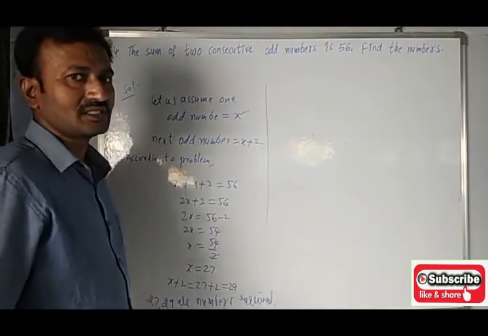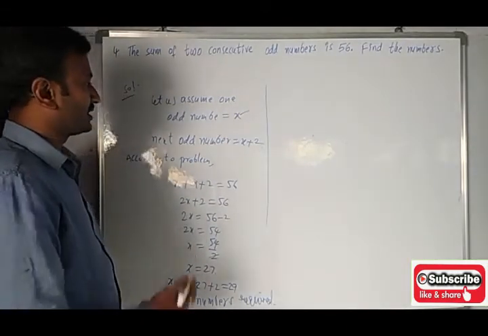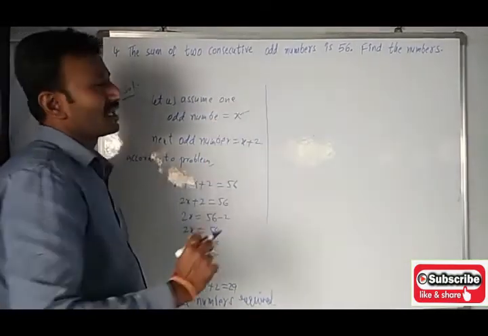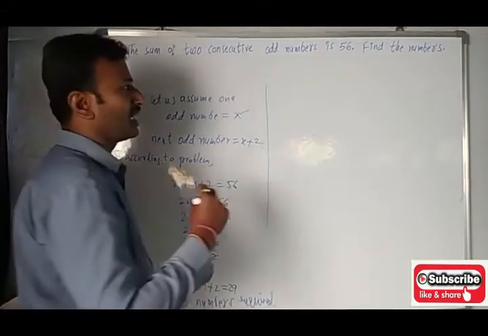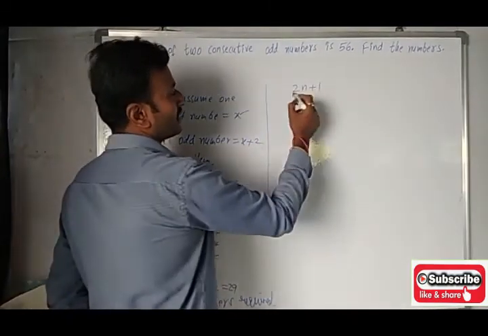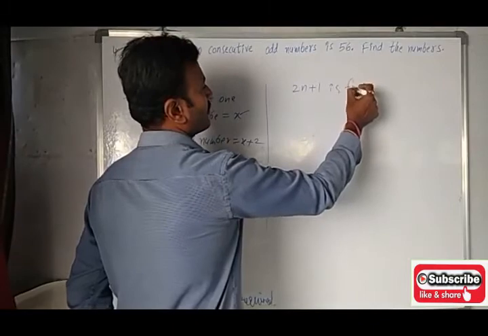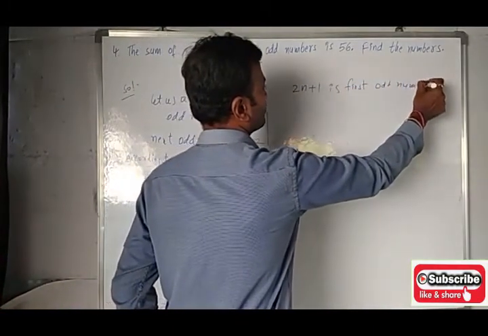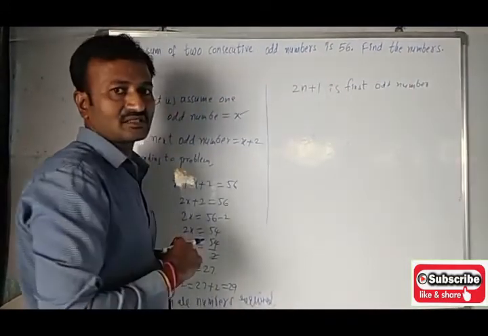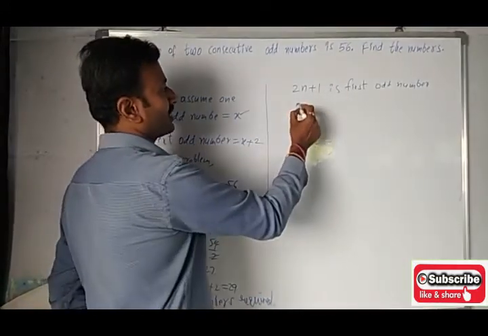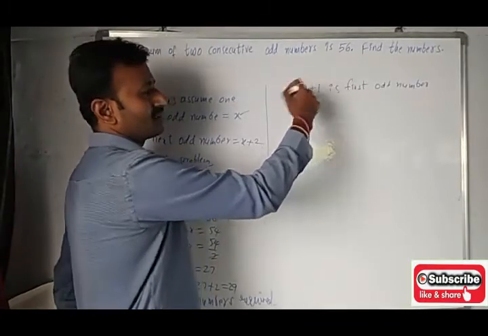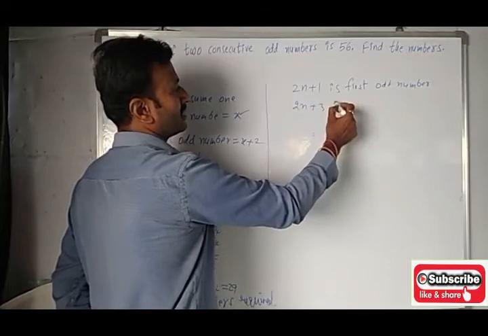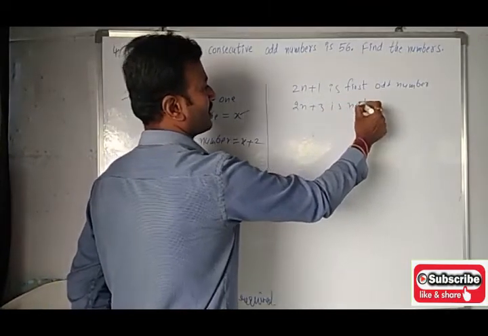Now we will go for the original format. This is also we can do, but according to the condition, the odd number formula is 2n plus 1. 2n plus 1 is the first odd number. What will the next odd number be? For this number, again add 2. So 1 plus 2 becomes 3, which is our next odd number.